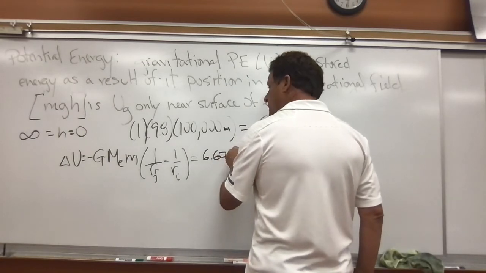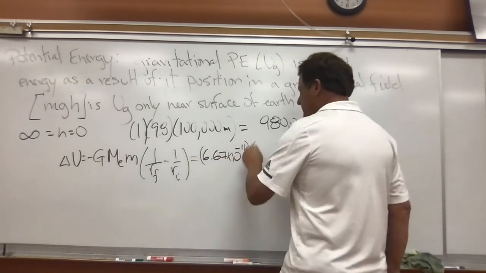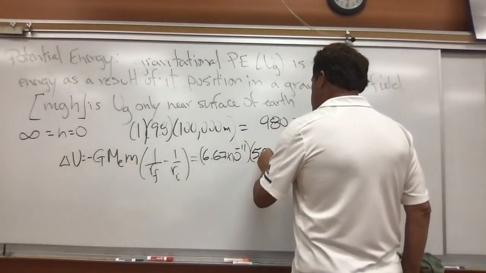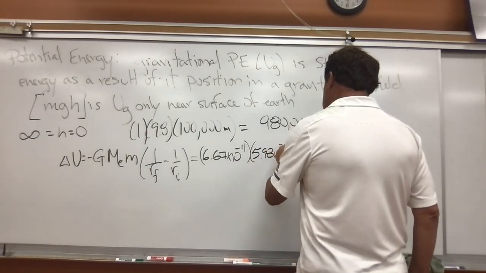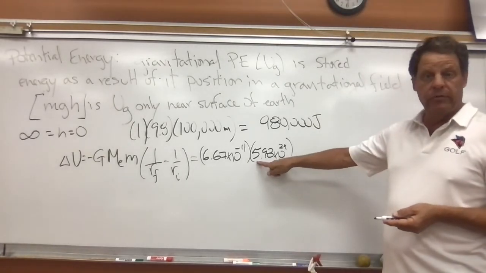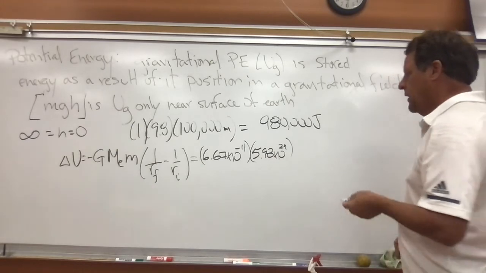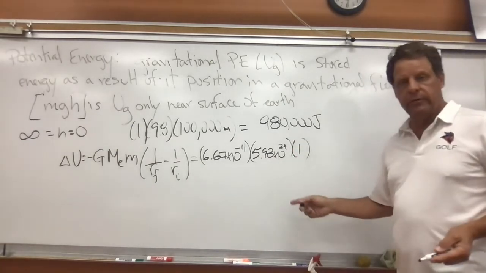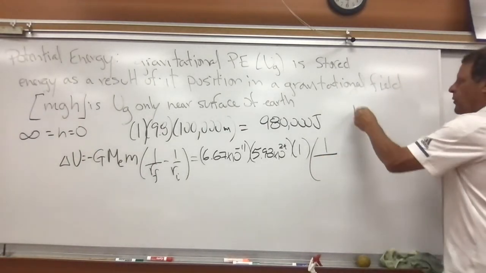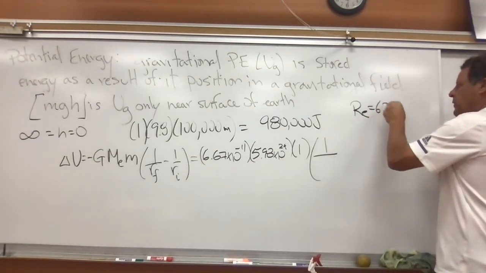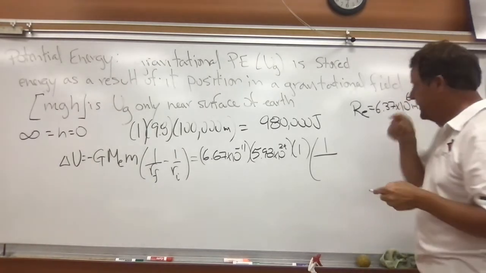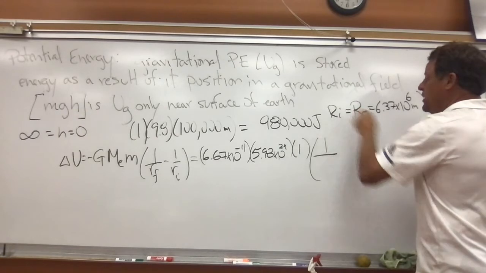So we're going to have 6.67 times 10 to the negative 11th, okay? Now, you guys, the mass of the Earth is 5.98 times 10 to the 24th. You could find that in your reference material. Even if you made that 6 times 10 to the 24th, you're in the right ballpark. And then we're going to multiply that by 1, just a mass of 1. And now we're going to say 1 over R final. Now, the radius of the Earth is 6.37 times 10 to the 6th meters, and this is going to be our initial position.